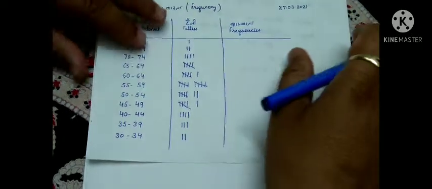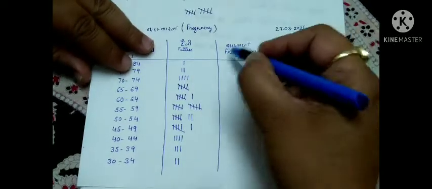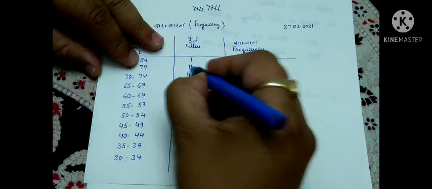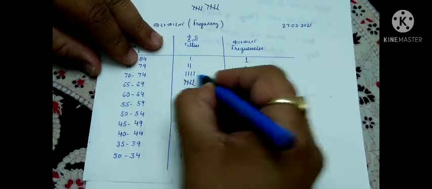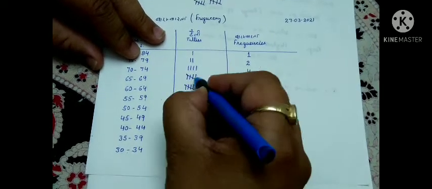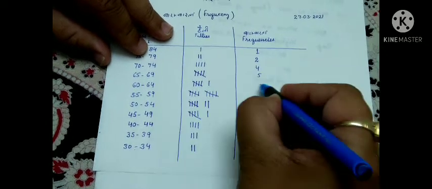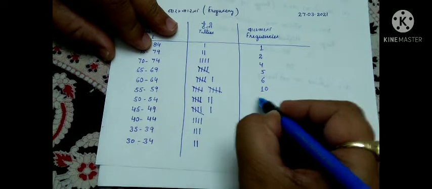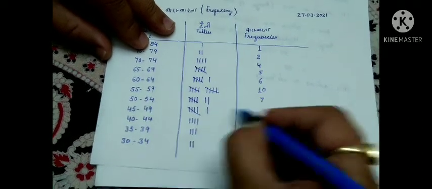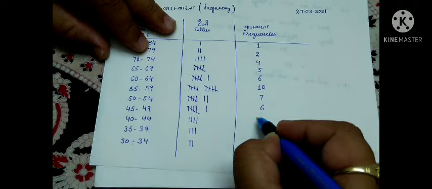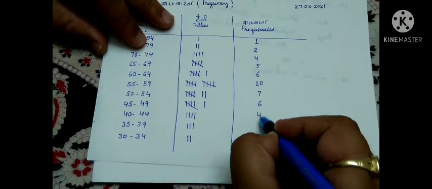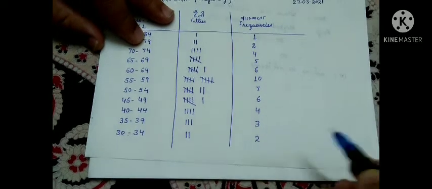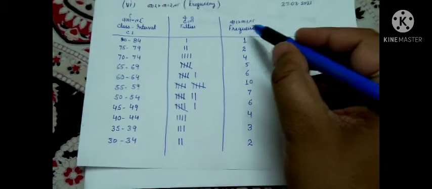Now the next step is how tallies are to be converted into frequency. 1 tally means 1 frequency. 2 tally means 2 frequency. 4 tallies means 4 frequency. 5 means 5, thereafter 6 means 6, 10, there are 7 tallies so 7 frequency, there is 6 so 6, there are 4 tallies that means 4 frequency, so on 3 and 2. So the number of tallies is equal to frequency.